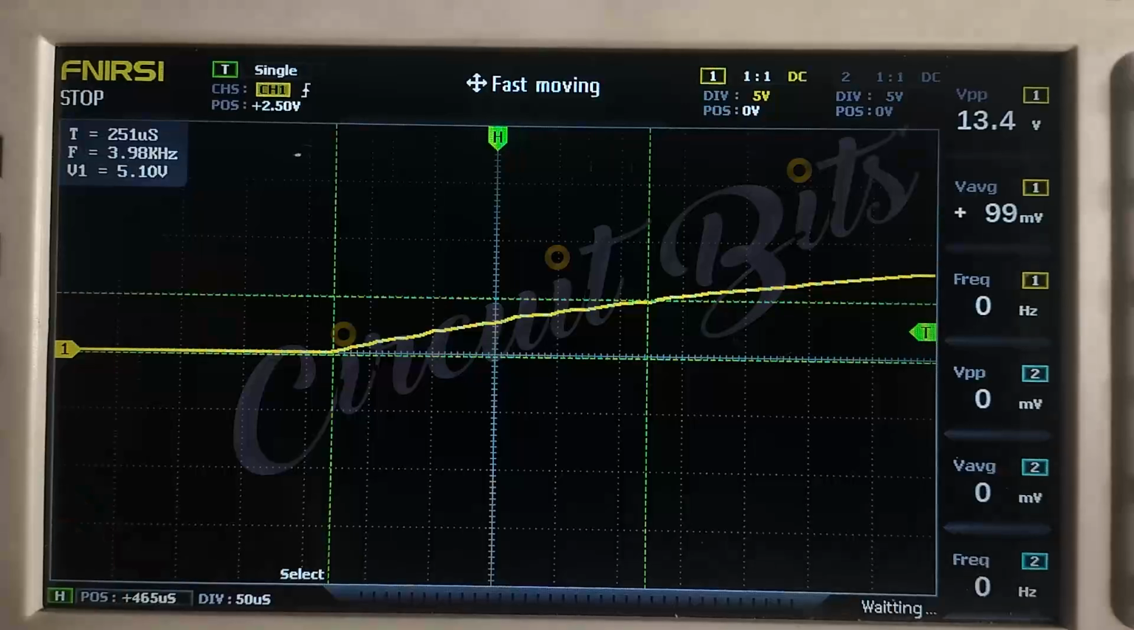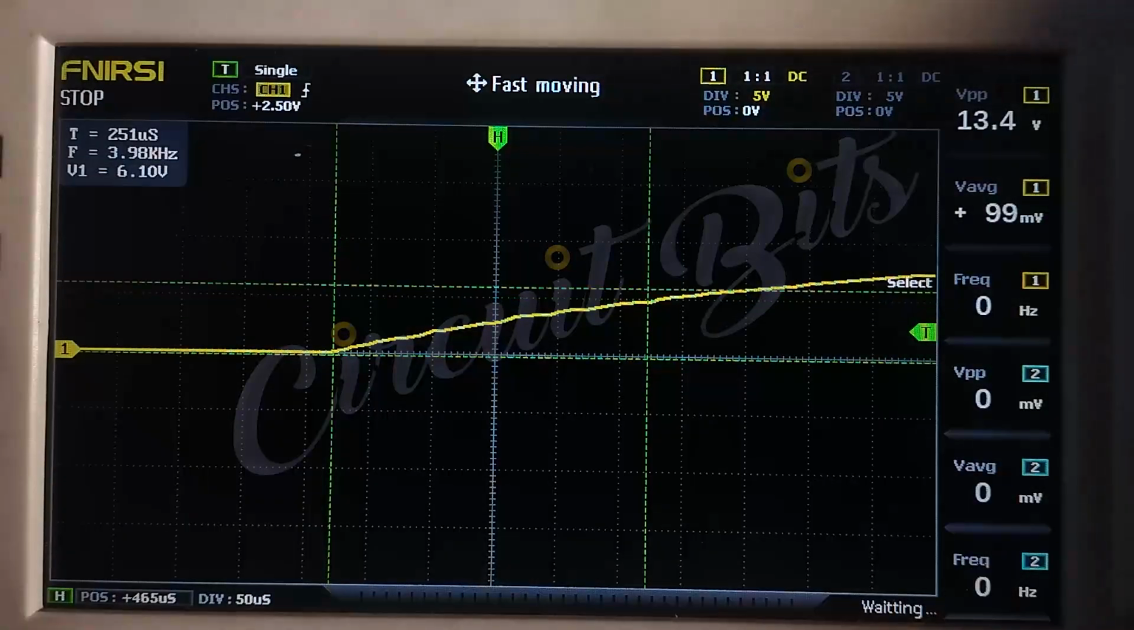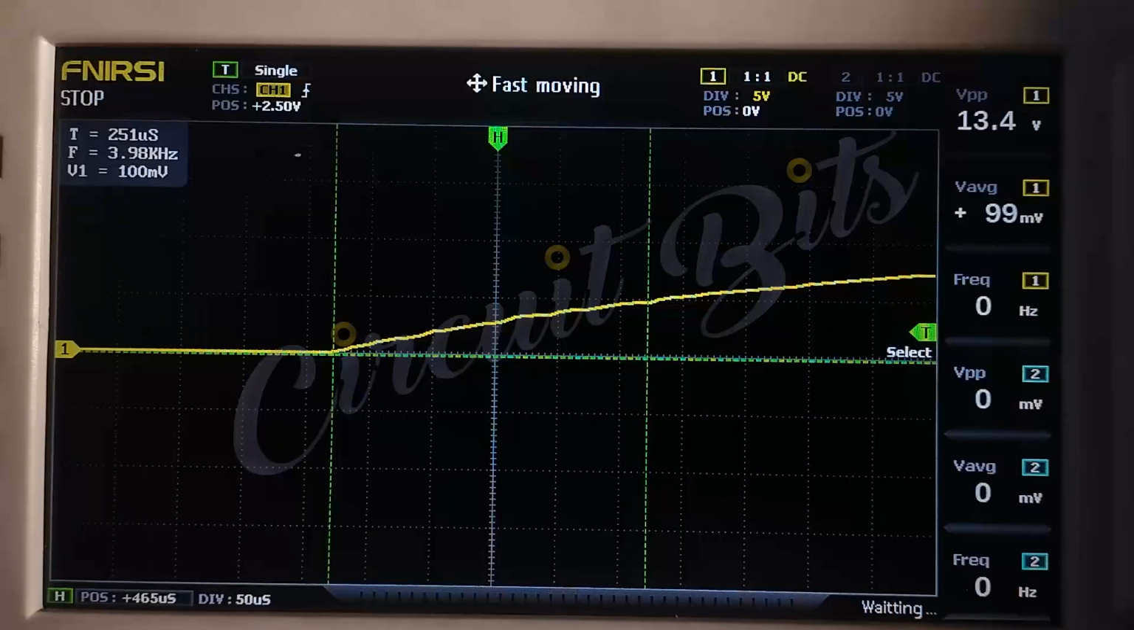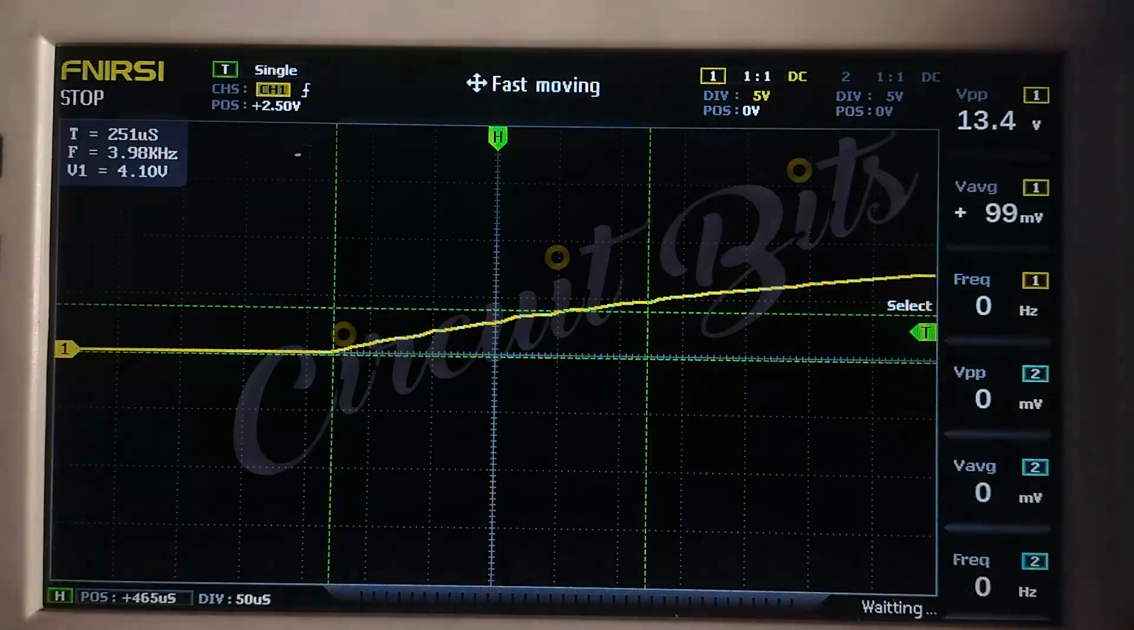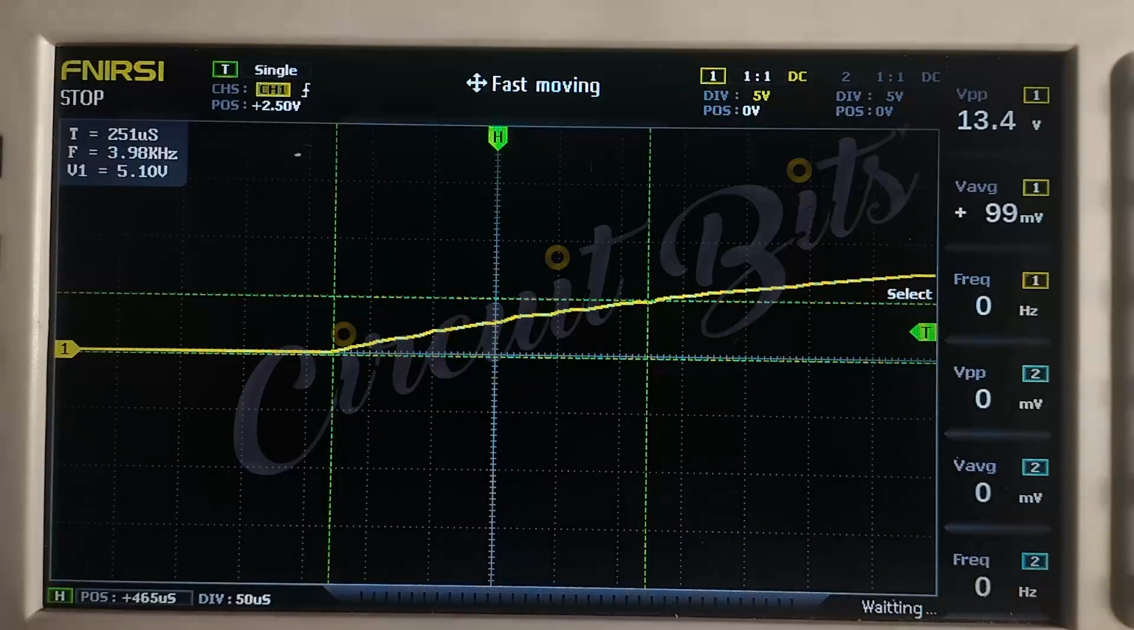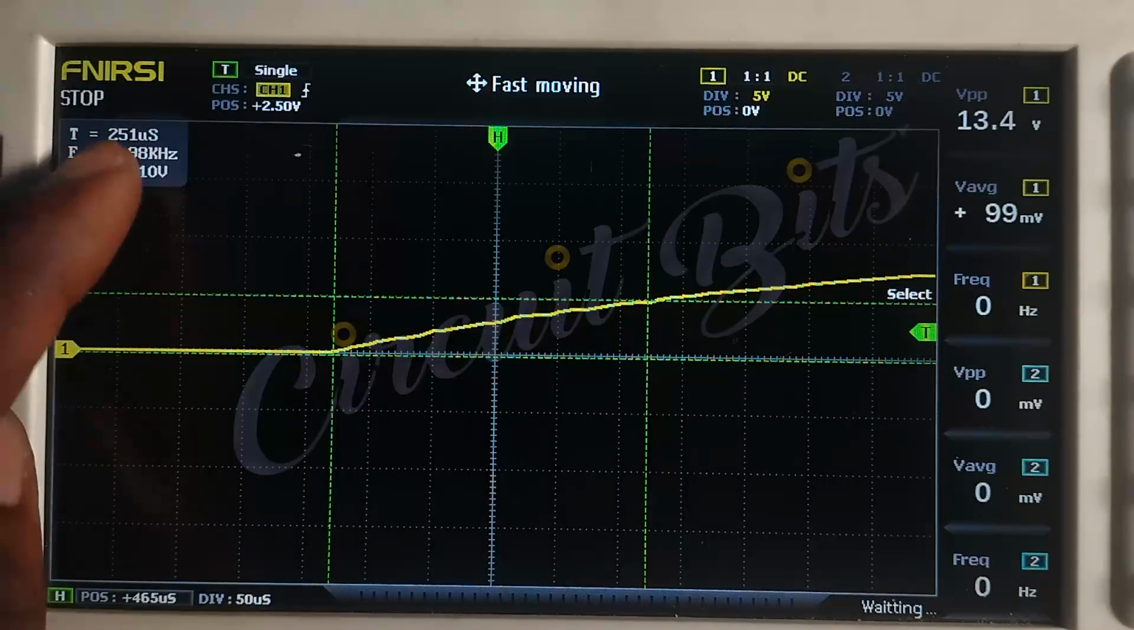If we go to the vertical line and make it touch itself, you see we have 100 millivolts, V1 100 millivolts. We have a 0.1 volts error, so we have to subtract that from whatever it is we're reading, and if you do that, you see we have 5 volts at that point. So that's the 5 volts mark, while at this interval we have the 251 microseconds.